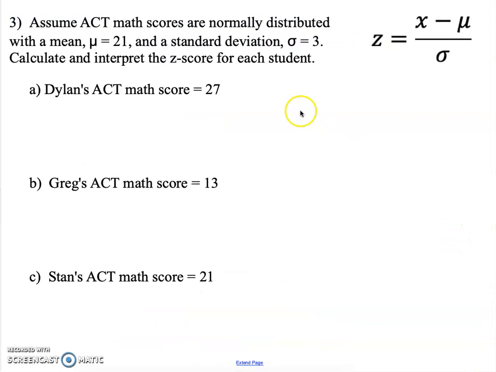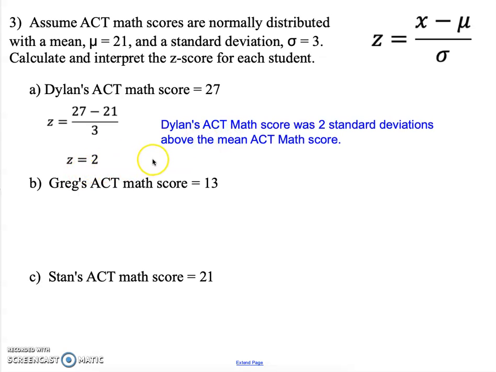Okay, for this next problem, ACT math scores, normally distributed with a mean of 21, standard deviation of 3. Calculate and interpret the z-score for each student. Pause the video, try doing part A, come back when you're ready. Okay, take Dylan's score minus 21 divided by 3. You get 2. What does that mean?